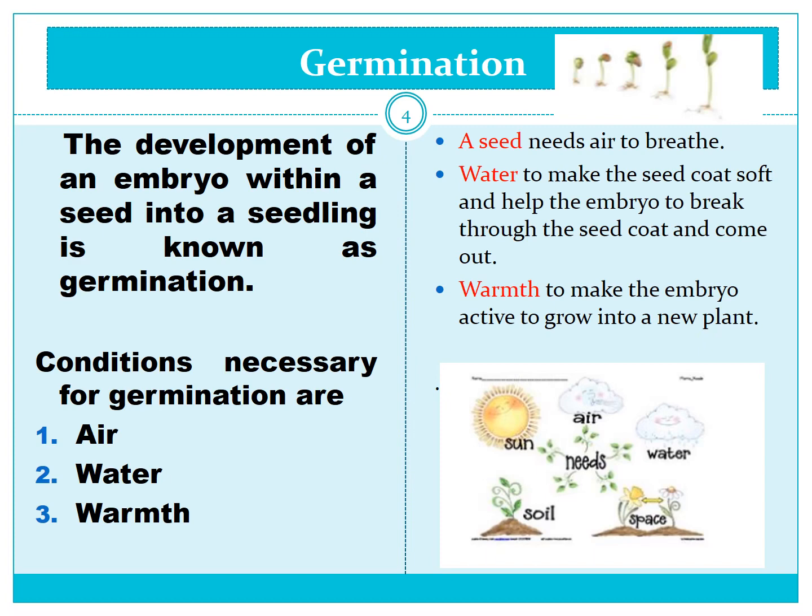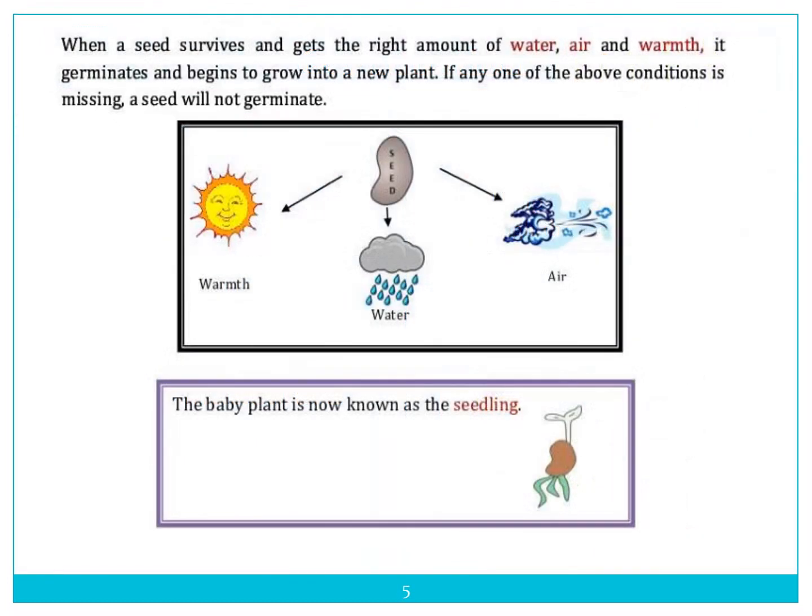Can you see in the given diagram? The seed needs sunlight, air, water, and of course some space to grow. What would happen if a seed does not get warmth, water, or air? Yes, if the seed does not get any of the three conditions, the seed will not germinate. What comes out of the seed? A baby plant known as the seedling comes out of the seed.